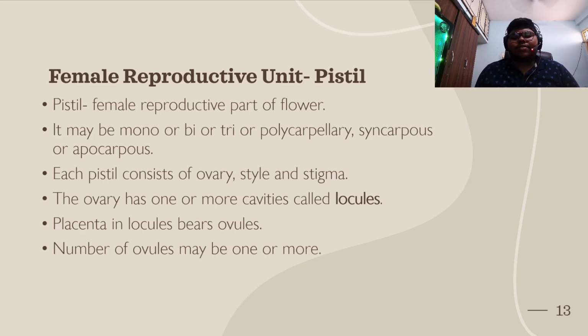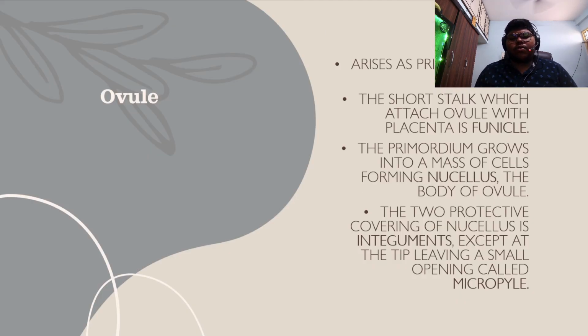The ovary has one or more cavities called locules. Placenta in locule bear ovules. Number of ovules may be one or more. Ovule arises as primordium on placenta. The short stalk which attaches ovule with placenta is funicle.